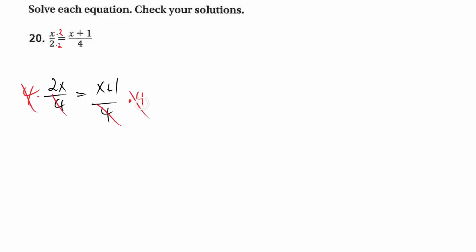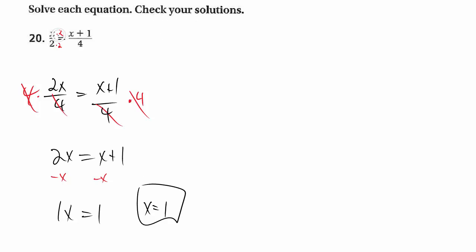So notice I end up multiplying by the LCD, the least common denominator, or really any common denominator. I'm just going to do that from the start every time. So we get 2x equals x plus 1. Solve for x by subtracting x on both sides. And so we get 1x is equal to 1, or just x equals 1.